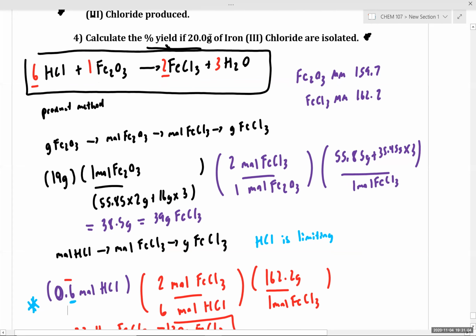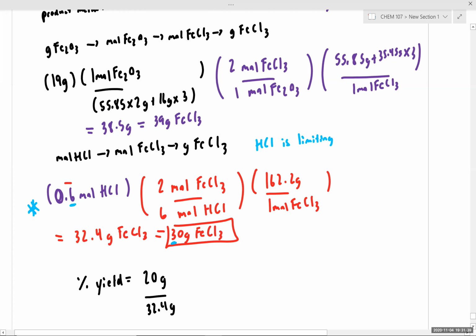So then for our percent yield, let's complete our percent yield calculations. For our percent yield, we're going to take our isolated yield, which is 20 grams, over our theoretical yield, which is 32.4 grams, times 100%. So punching this into our calculator, we have 20 over 32.4 times 100%. That in turn gives us 61.7%, that we round to one sig fig, which gives us 60% for our percent yield.